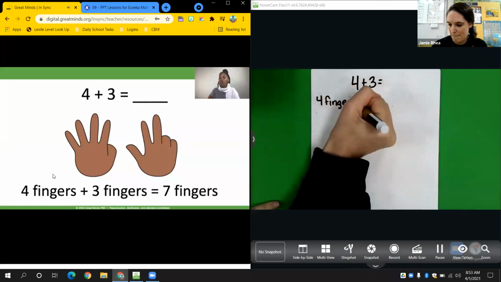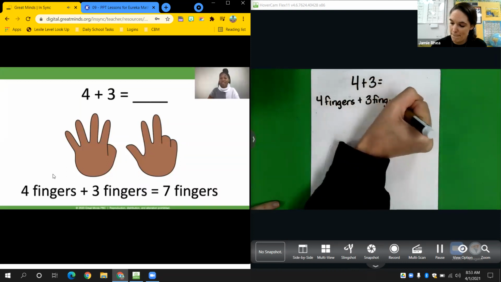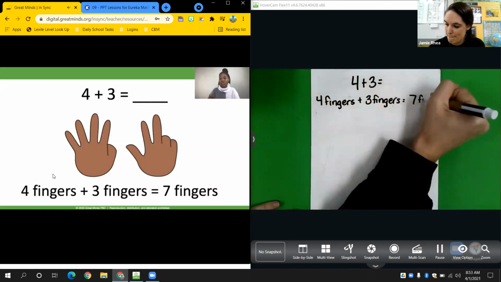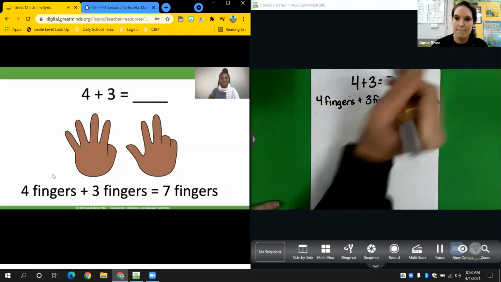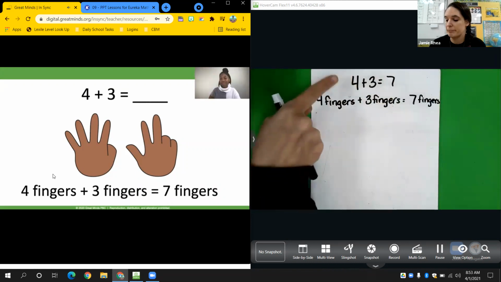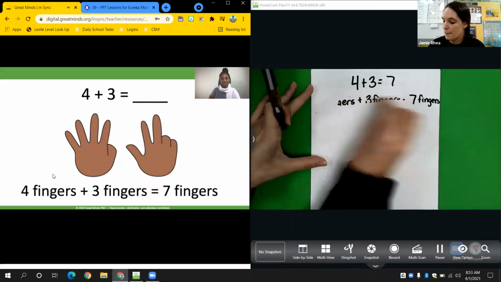Mathematicians, we always want to make sure that we include the unit. So if you did not say the unit of fingers, take a moment now to repeat the number sentence again, being sure to include the unit of fingers. 4 fingers plus 3 fingers equals 7 fingers. You got it. Take a moment using your personal whiteboards to write the number sentence, use a math drawing, and make a number bond to show 4 plus 3 equals 7.